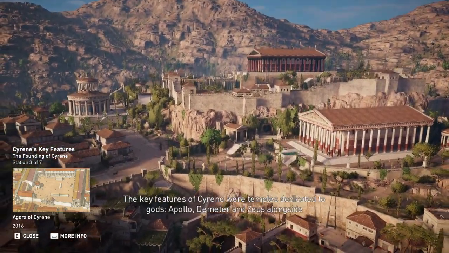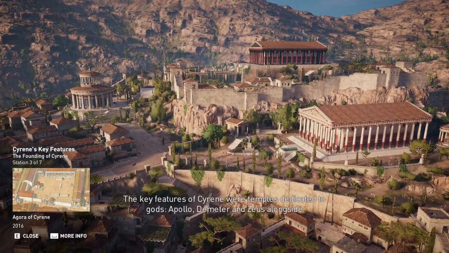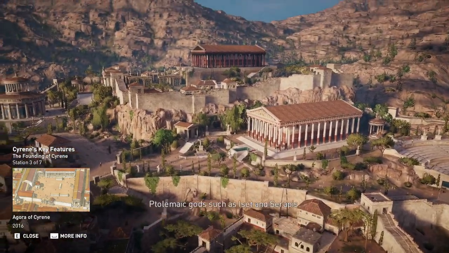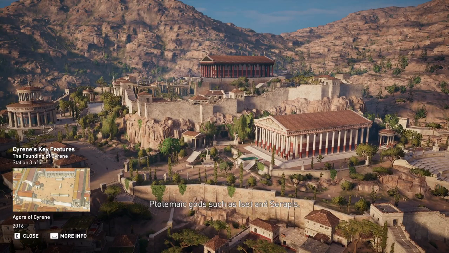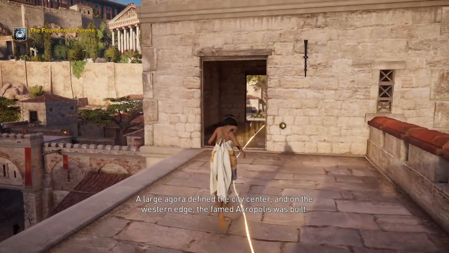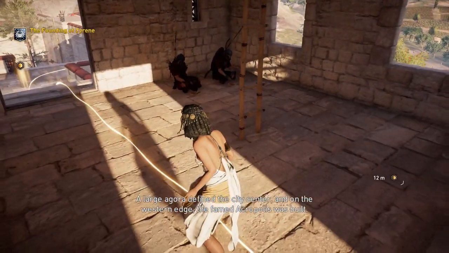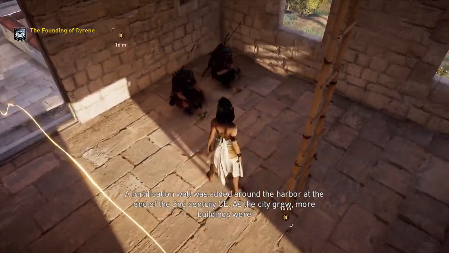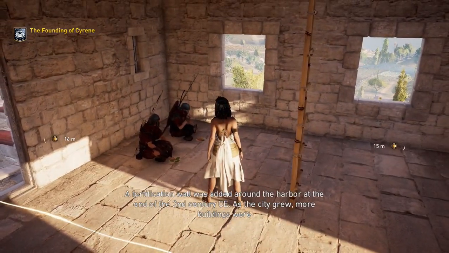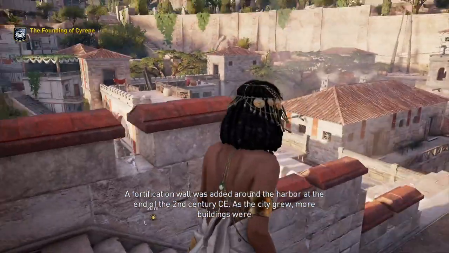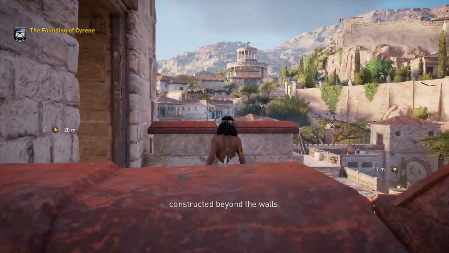The key features of Cyrene were temples dedicated to gods Apollo, Demeter, and Zeus, alongside Ptolemaic gods such as Iset and Serapis. A large agora defined the city's center, and on the western edge, the famed Acropolis was built. A fortification wall was added around the harbor at the end of the 2nd century CE. As the city grew, more buildings were constructed beyond the walls.